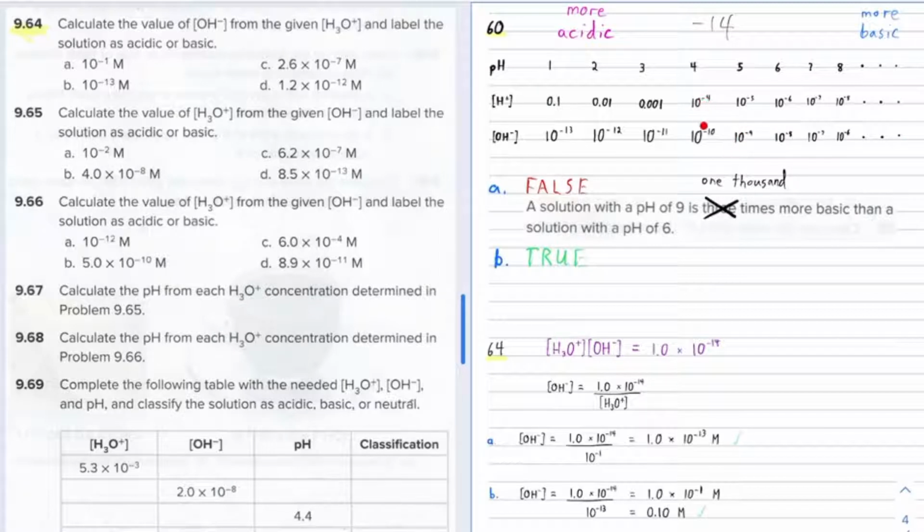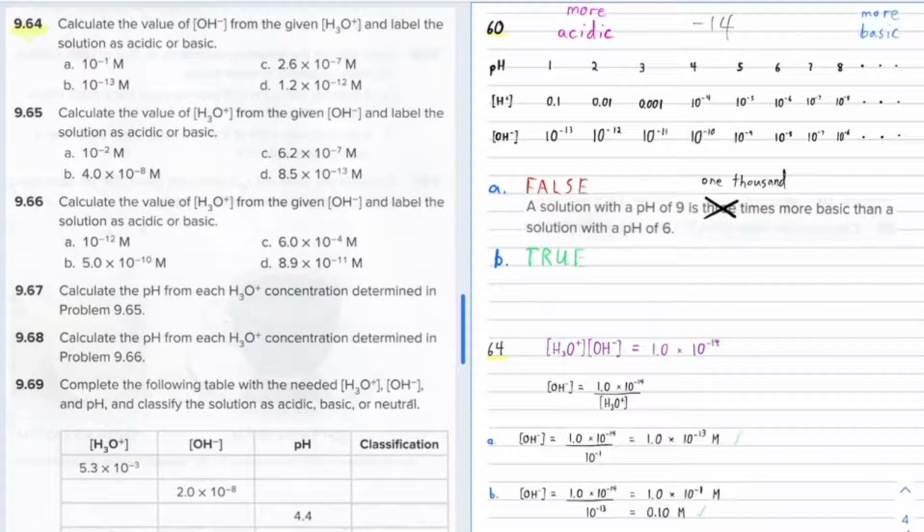The equation that relates the two concentrations is given here in problem 64. It says that if you multiply the two concentrations, you get 10 to the minus 14, or 1 times 10 to the minus 14. You can see that. If you multiply this times that, you get 10 to the minus 14. If you multiply this times that, you get 10 to the minus 14 again. So it works for any pH or any other situation. The two concentrations multiply together to give you 10 to the minus 14.